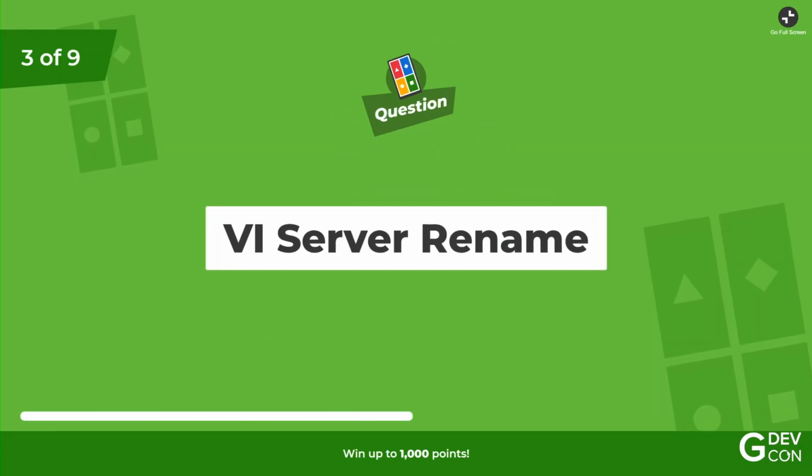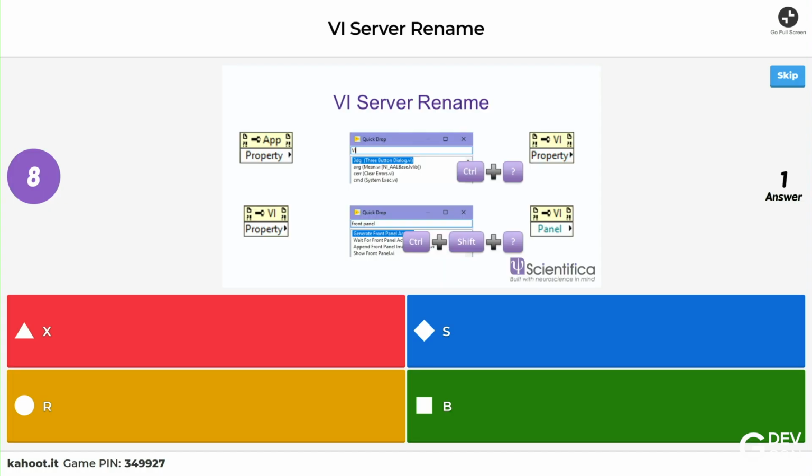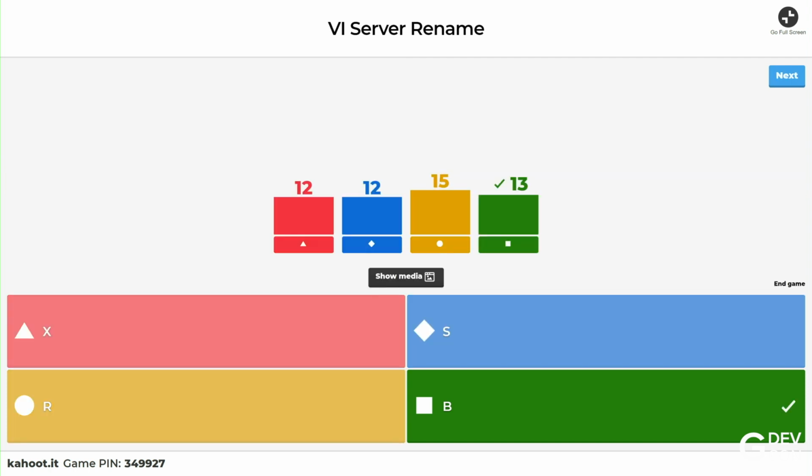VI server rename. This comes in really handy with scripting. X, S, R, or B. This is one of those corner cases where I use it all the time, but I feel like other people don't. Oh, pretty even. Or is this just equal distribution here? The answer is, of course, B. Again, there's not a B in VI server rename.